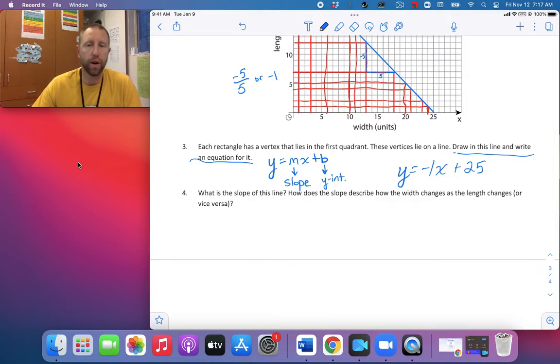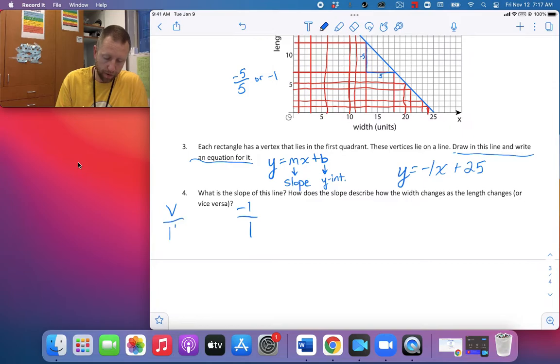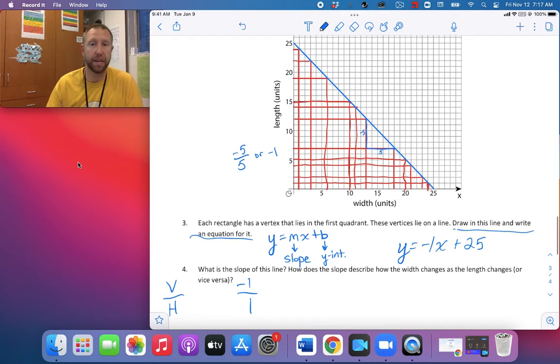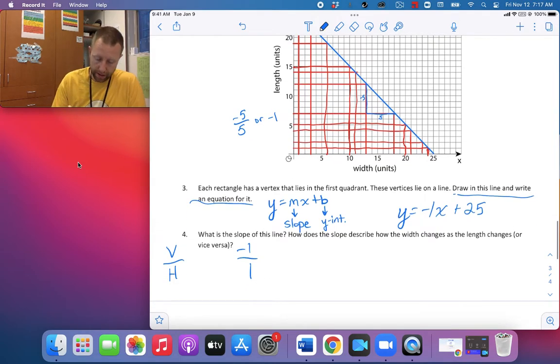All right, what is the slope of this line? How does the slope describe how the width changes as the length changes, or vice versa? Well, we already said the slope is negative 1. I'm going to make it a fraction, and the reason I want to make it a fraction is because that makes it easier to describe what's happening. We know slope is vertical distance over horizontal distance. Well, what's measuring the vertical on this graph? It's length. So that negative 1 length, for the horizontal on the bottom, that's a positive 1.